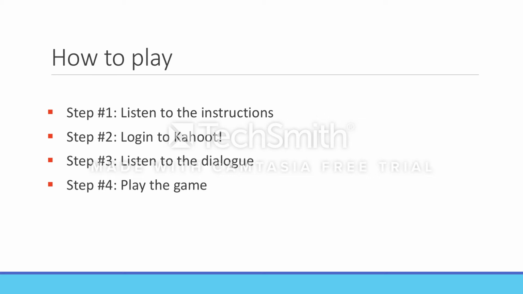The first question will be about the first speaker's turn. The second question will be about the second speaker's turn, and it will go back and forth. So now let's talk about what you're going to see. You will see the question on the screen. You will also see what the speaker is saying in his or her part of the conversation. You will see 4 answer choices.